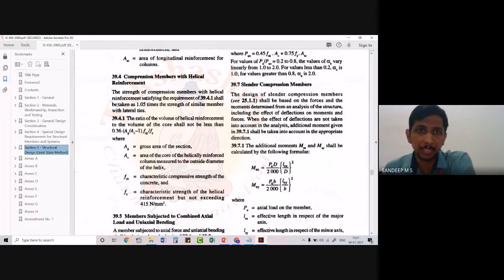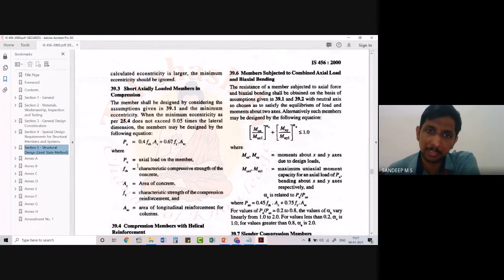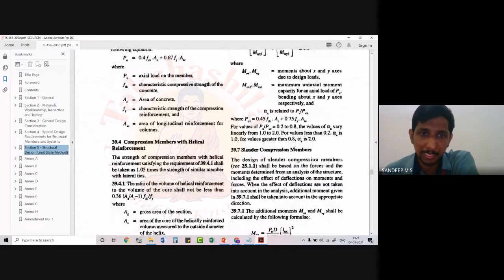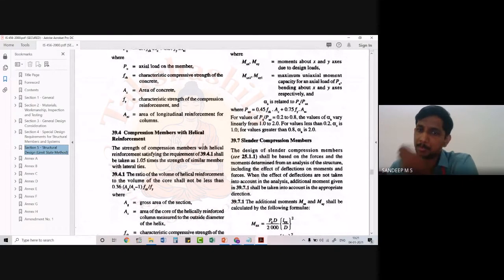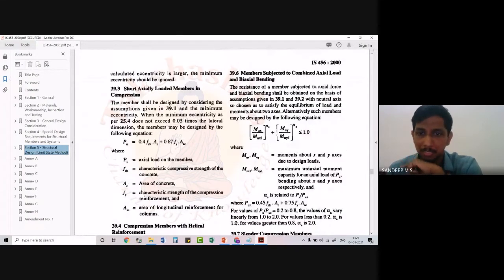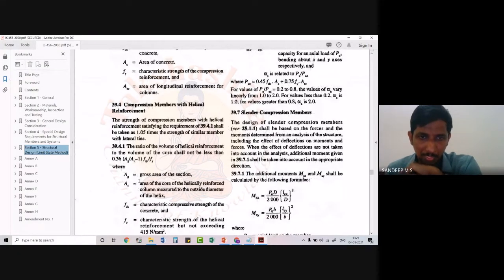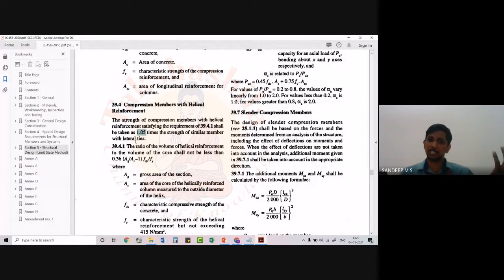So this was the clause corresponding to that. We have this equation here, compression member with helical reinforcement. The strength of the compression member with helical reinforcement satisfying the requirement of 39.4.1, that is this thing, shall be taken as 1.05 times the strength of similar member with lateral ties. This is what we have already explained. We have already assumed that our member is having 5% additional strength, so we have utilized this case, that is 1.05.